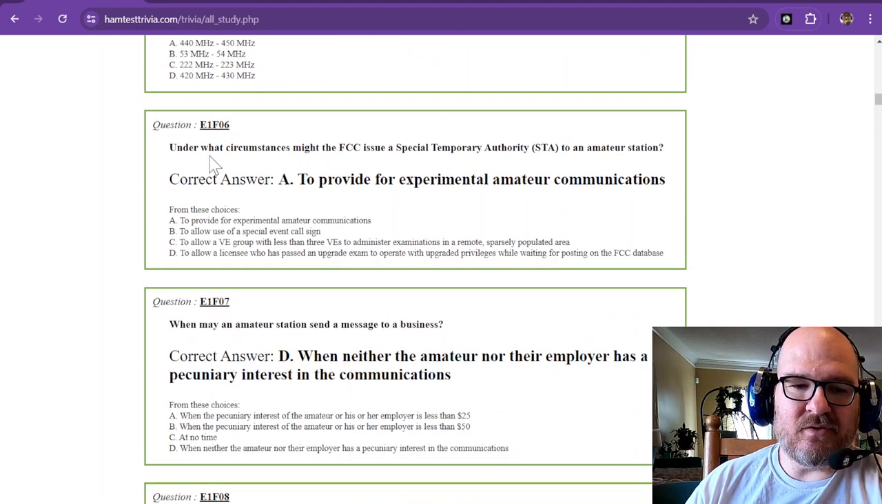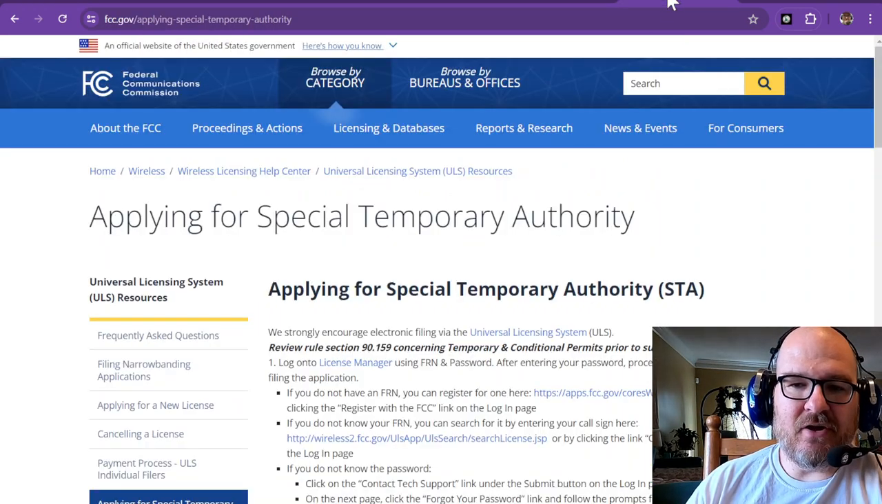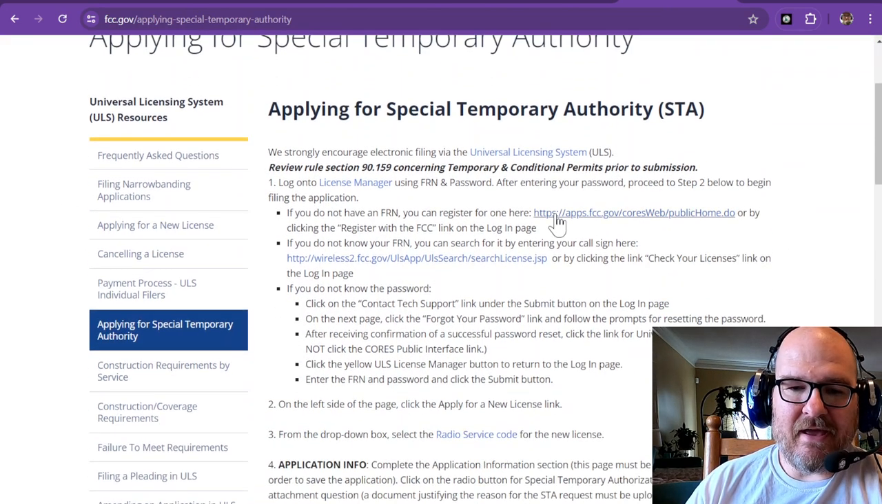Question six, under what circumstances might the FCC issue a special temporary authority to an amateur station? That is to provide for experimental amateur communications. And you can go to the FCC and apply for that special temporary authority. And it is easily done electronically through the ULS system.